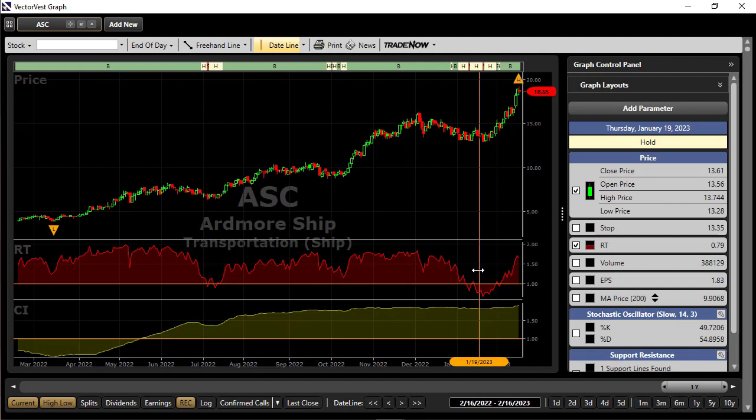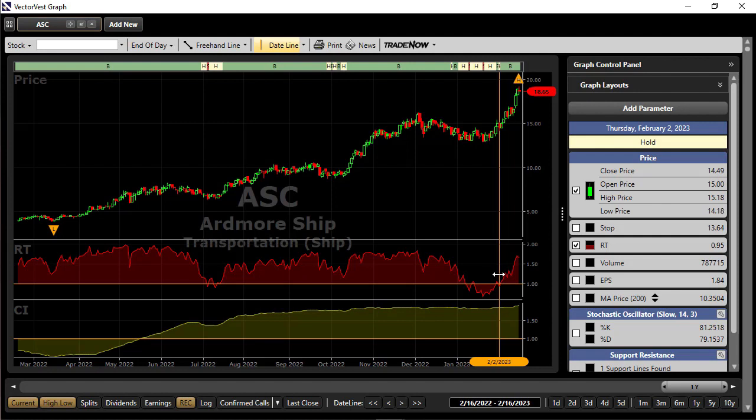Short-term downtrend, either a hold or a sell, and price also falling, right? So what we want to do is wait for price to stop falling. The long-term trend is in our favor. We're looking for a favorable change in the short-term trend. And when the RT indicator goes above one, folks, there it is.